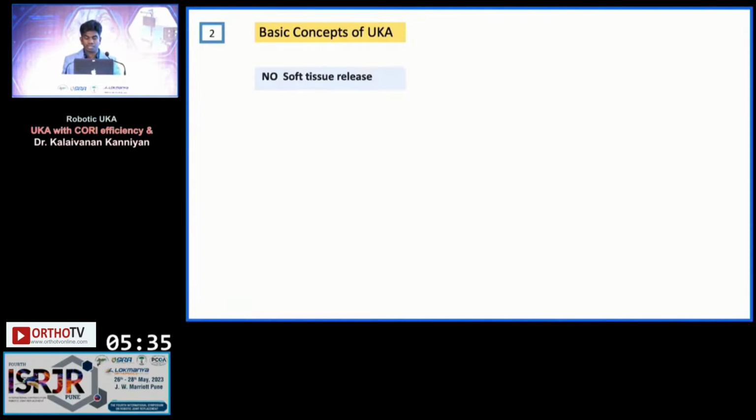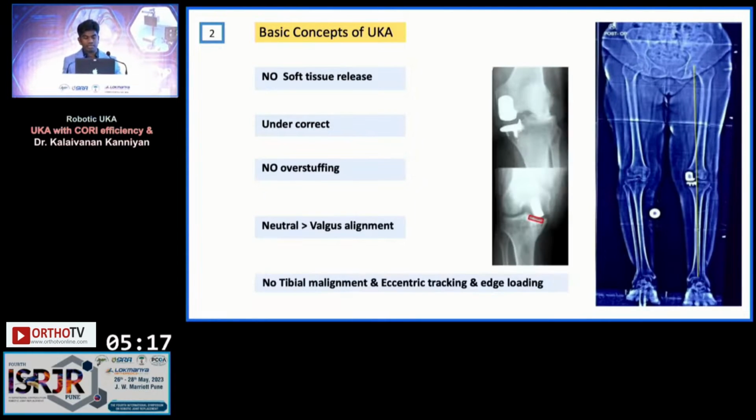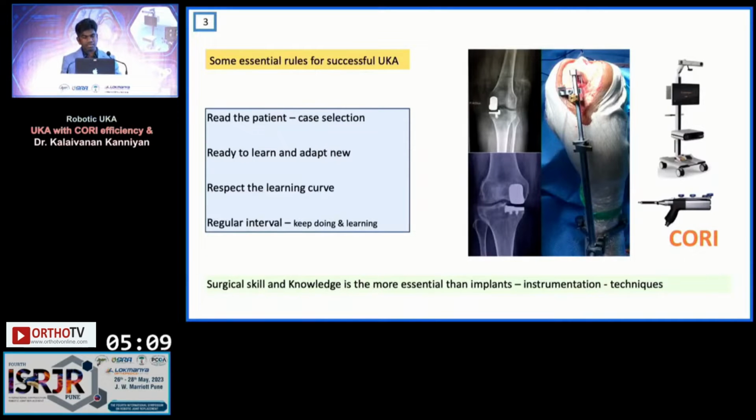So the basic concepts of UKA, as we have been seeing: no soft tissue release, but a little bit of soft tissue release whenever it is needed, and we always try to do under-correction, and there should be no overstuffing of the other compartment. We target a neutral alignment rather than going into a valgus alignment, and tibial malalignment, eccentric tracking and edge loading are a big no-no. So essential rules: read the patient, case selection is essential, be ready to learn and adopt new techniques, respect the learning curve, and keep doing the cases at regular intervals so that the margin of error is less.